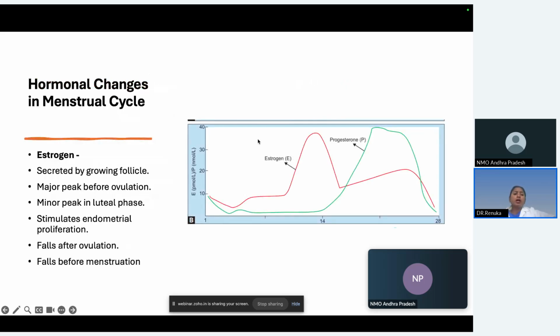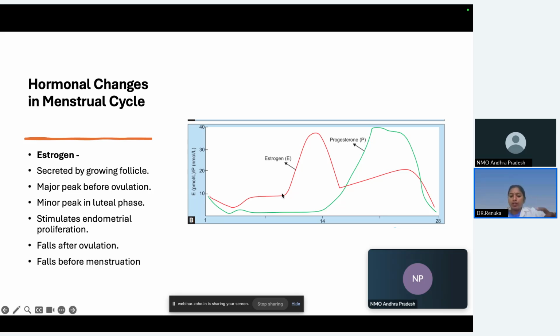What about the hormones? What are all the hormonal changes occurring in the menstrual cycle? So first, coming to the estrogen. Estrogen is produced by the follicle. When is the follicle present? When does the follicle come into the picture? During the first half, that is the follicular phase. See, from the menstruation, from the menstrual bleeding, estrogen is not present.